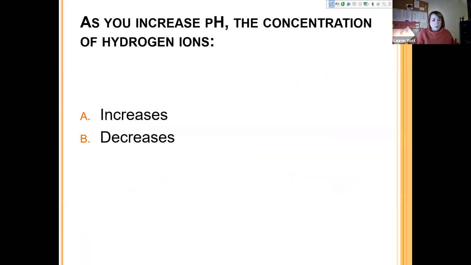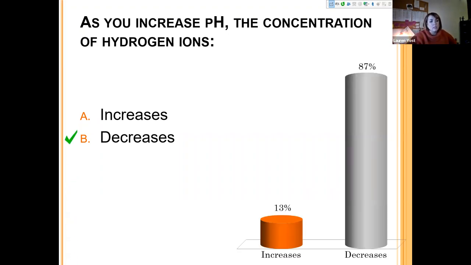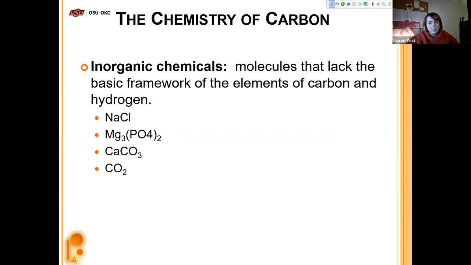So this question is going to ask us, as you increase the pH, the concentration of the hydrogen ions, will it increase or will it decrease? So if you're increasing the pH, your hydrogen ions should be decreasing. So I did not reset this. That's why it's showing up with these weird numbers. Okay. It's not a big deal. It's not what we're here for, to learn about the concepts, not to play games with our little clickers.